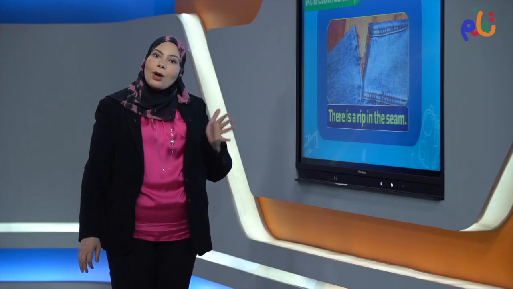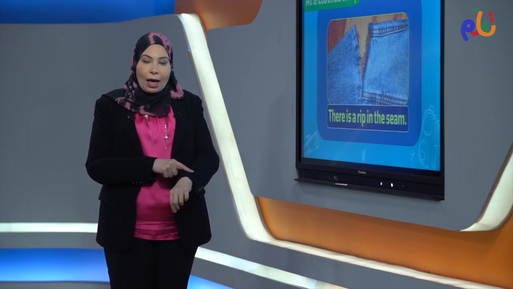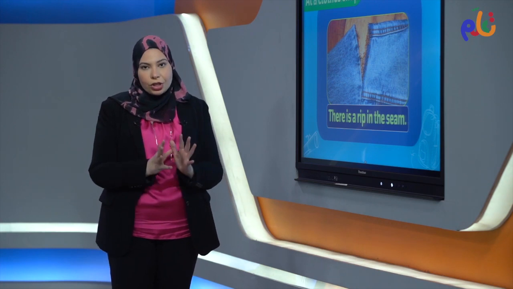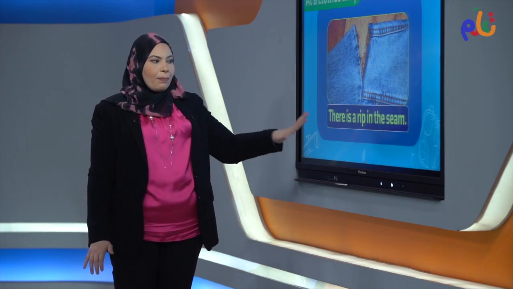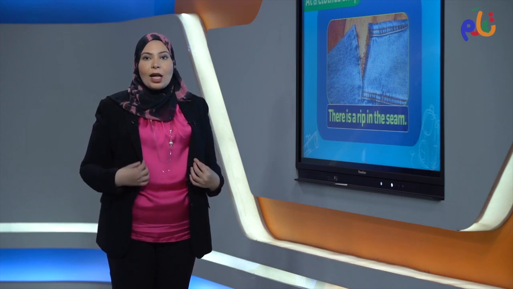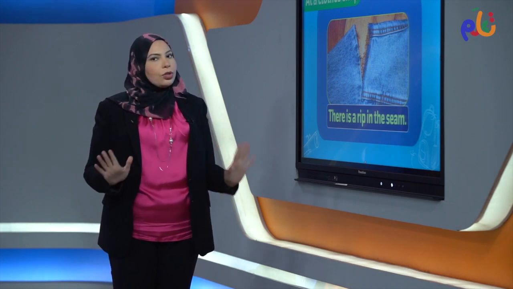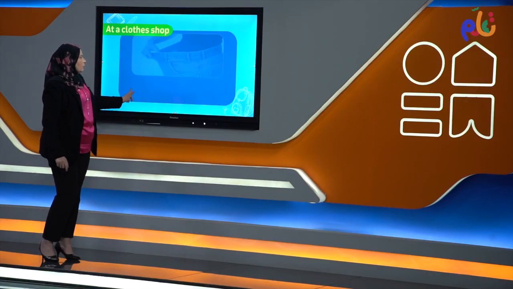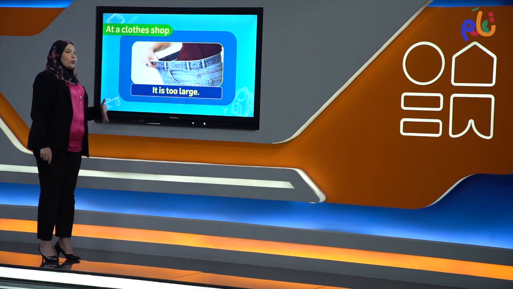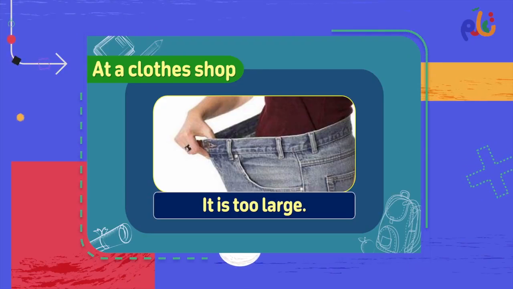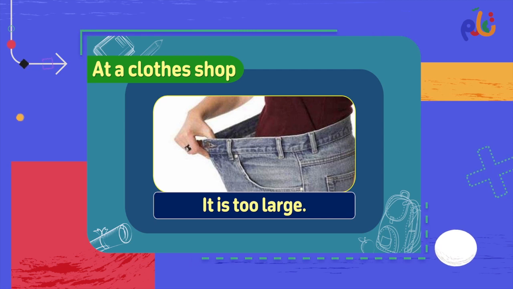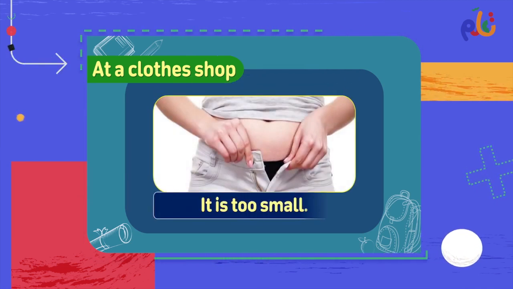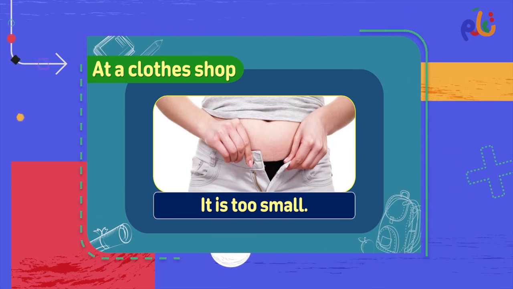But we have another problem if you have a piece of the cloth itself missing or the cloth is not in a good condition. So there is a rip in the seam. This means that the cloth, the fabric, is in good condition, it's just not properly joined. And then we have, it is too large. When you get something and try it on, and when you go home you find that it's not the right size, so it's too large. Or the opposite, it's too small.